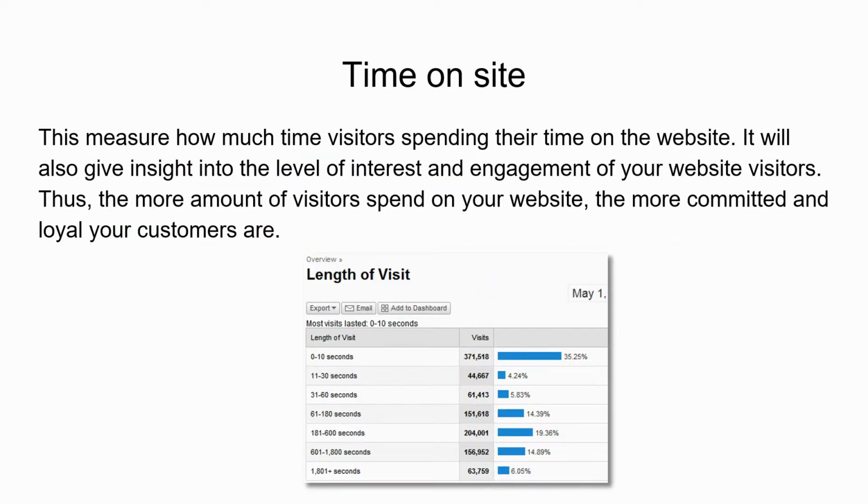The second metric is time on site. Time on site measures how much time visitors spend on the website. It will also give an insight into the level of interest and engagement of your website visitors. Thus, the more time visitors spend on your website, the more committed and loyal your customers are.